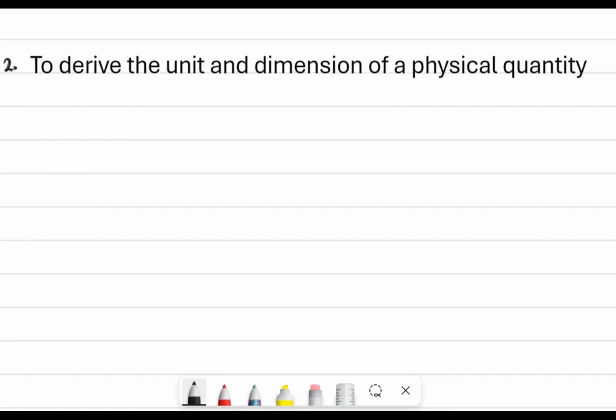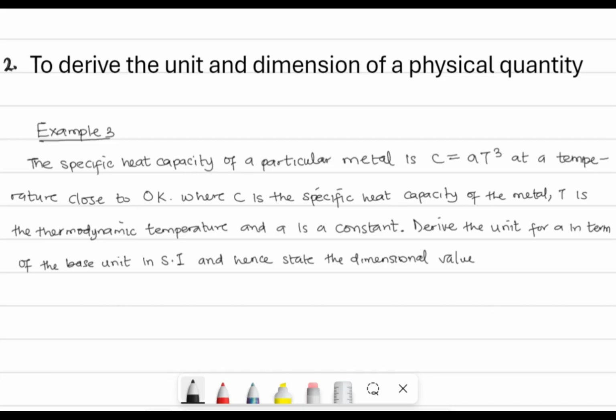So another use of dimension is to derive the unit and dimension of a physical quantity. I'm going to explain this now using some examples. So let's take our third example under this. Example 3 says: the specific heat capacity of a metal is given as C is equal to AT^3 at a temperature close to 0 Kelvin, where C is the specific heat capacity of the metal, T is the thermodynamic temperature, and A is a constant. Derive the unit of A in terms of the base units in SI, and state the dimensional value.